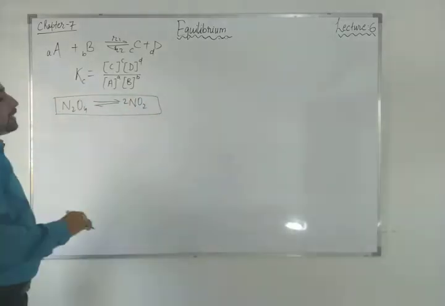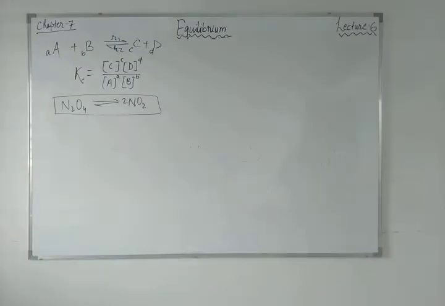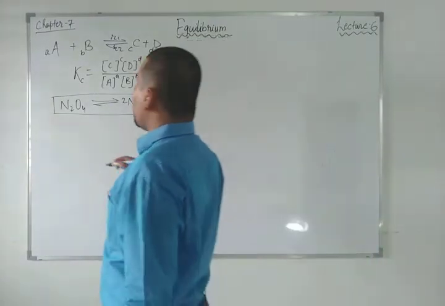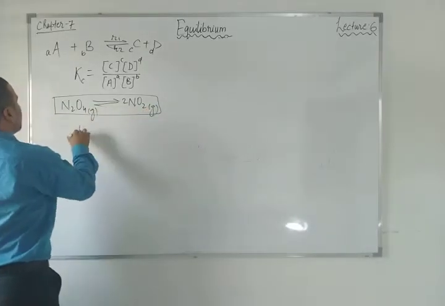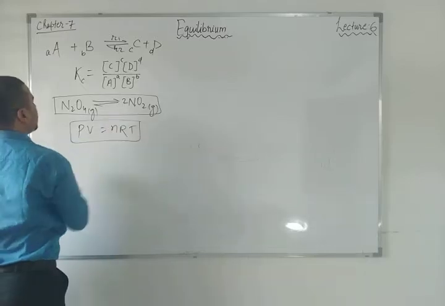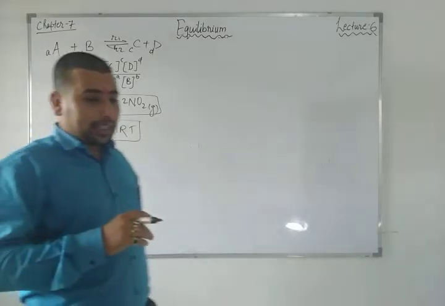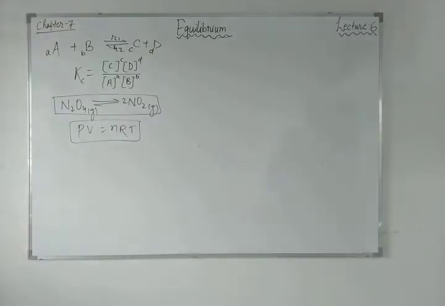Is it equilibrium? Yes or no? First of all tell me, the reaction is balanced or not? Yes. Both are in the gaseous state. Okay. Now what things are given in this question? So we know very well the ideal gas equation PV is equal to nRT. The thing given in the question is volume is 1 liter. Okay, number of moles you have to calculate.